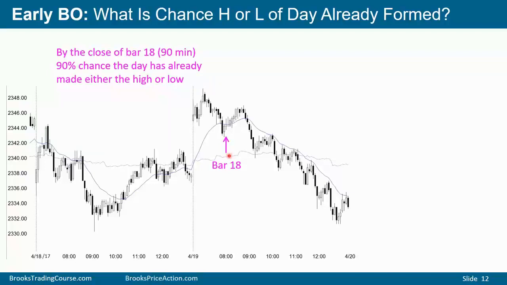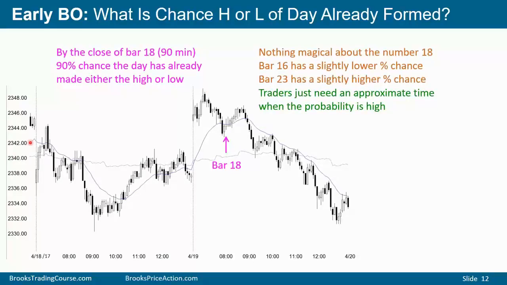You can test this yourself, what I'm about to say, but it's true. By the close of bar 18, there's a 90% chance we've seen either the low or the high of the day. There's nothing magical about 18. I could have picked bar 15, and by bar 15, instead of 90%, maybe there's an 80% chance. I could have picked bar 30, and by 30, maybe a 95% chance that we've seen the high or low of the day. I use bar 18, and it's a pretty reliable marker for the high or low of the day, 90% chance.